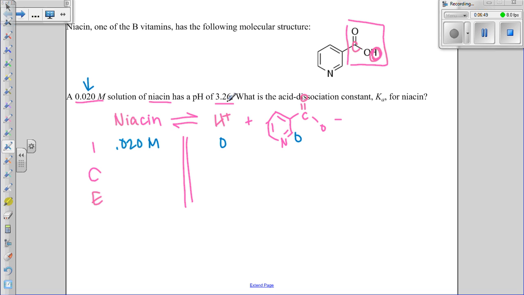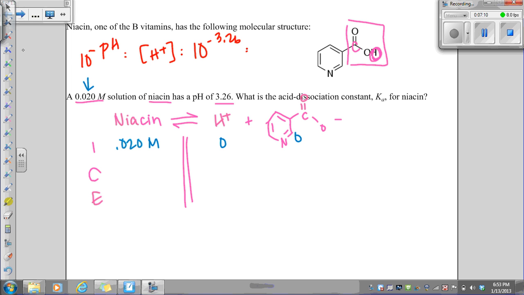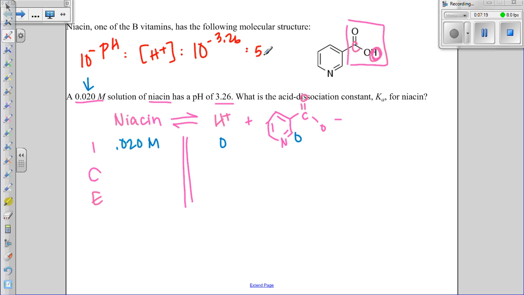Okay, because I've got a pH, from pH we can calculate the hydrogen ion concentration, and that is 10 to the negative pH. So 10 to the negative 3.26. That will be, let's see, 2 numbers past the decimal, so 2 sig figs, 5.5 times 10 to the negative fourth molar. Now that's hydrogen ion, which is this right here.